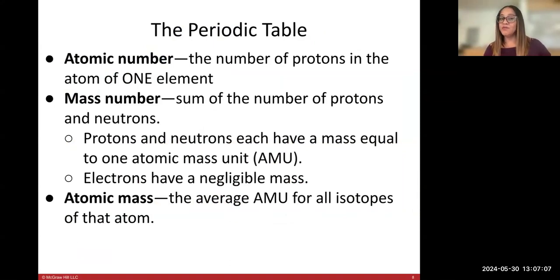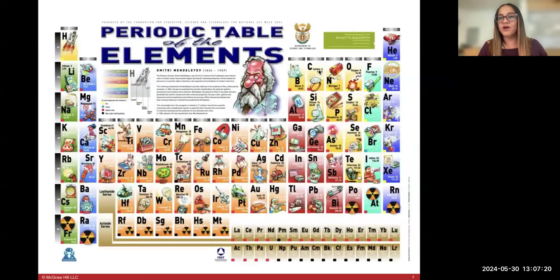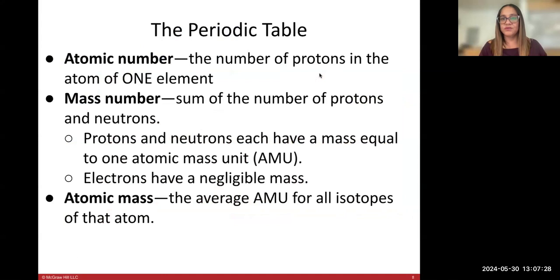The atomic number is the number of protons in the atom of one element. It is also the top number in all of those little squares. So if you look at C, the carbon on the top right, you can see carbon says 4. That is its atomic number. And then there's another number right underneath it, 12.01. That we'll get to next.